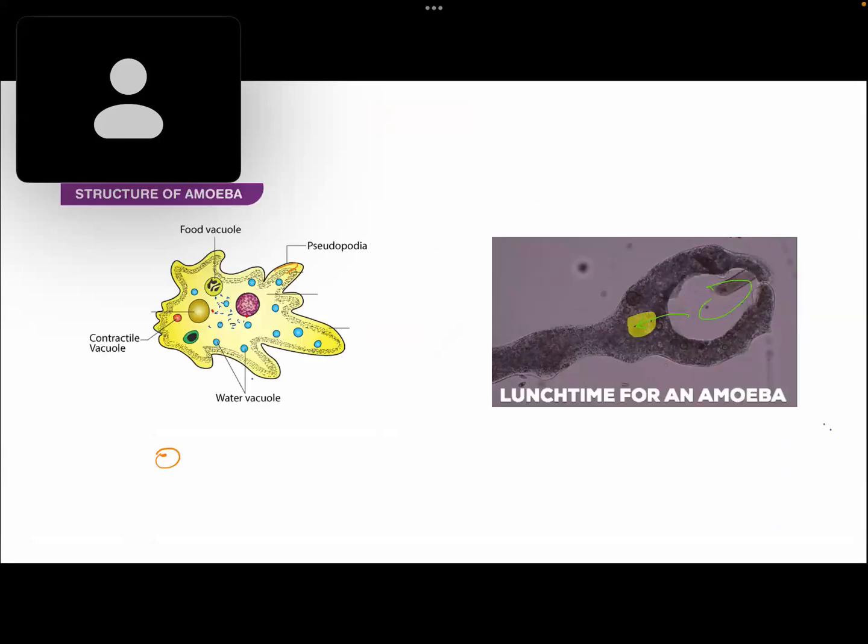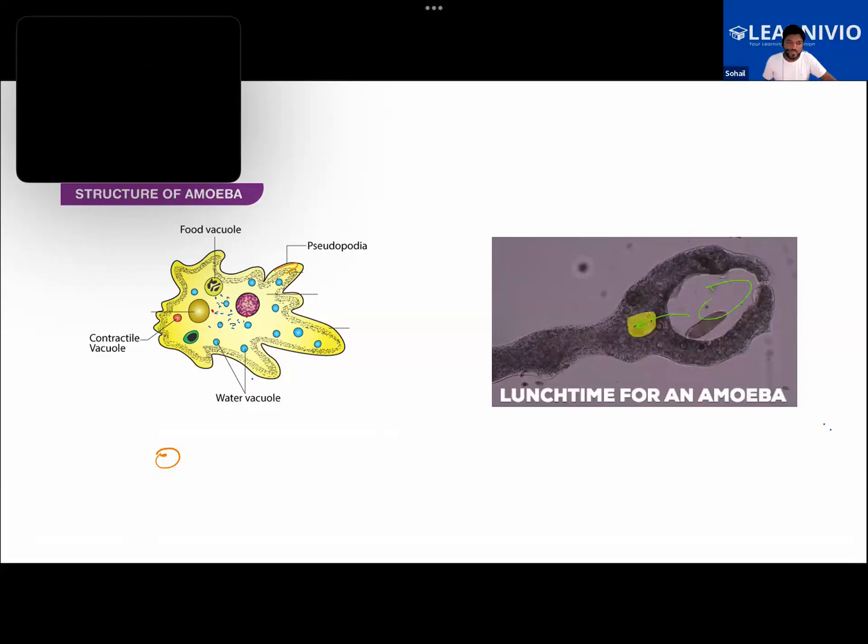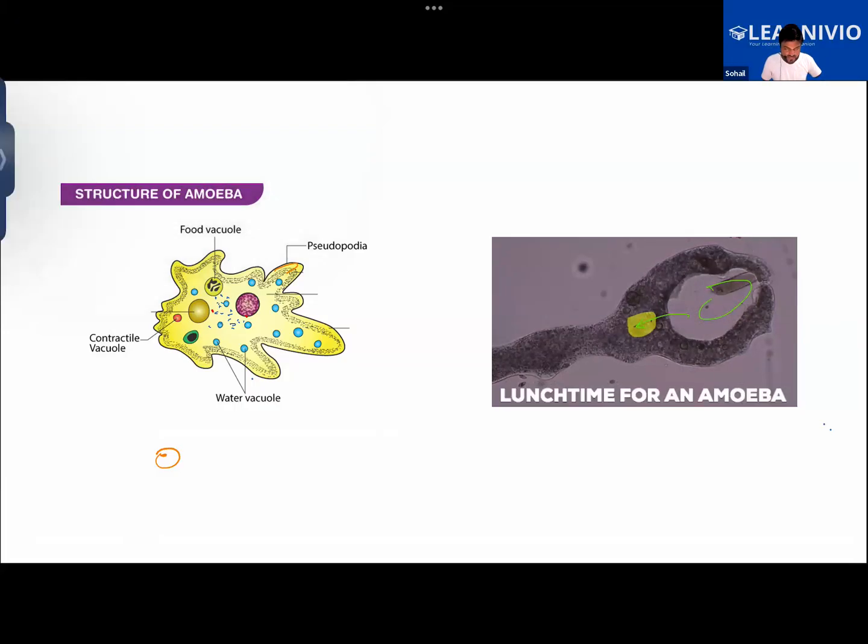So protozoans, do they live alone, or can they also be parasitic? They can live alone and be parasitic. Both. Are they unicellular or multicellular? They are mostly unicellular. All of them are unicellular. Okay, that is one thing.